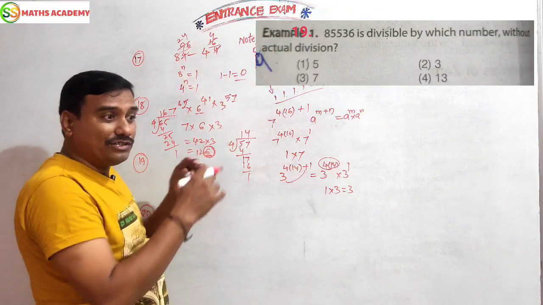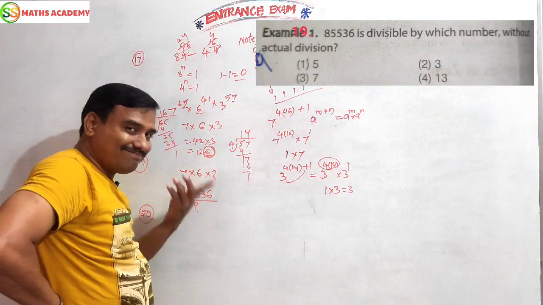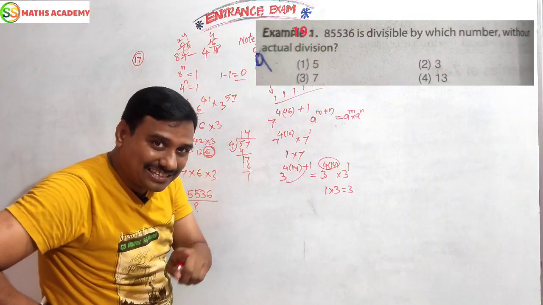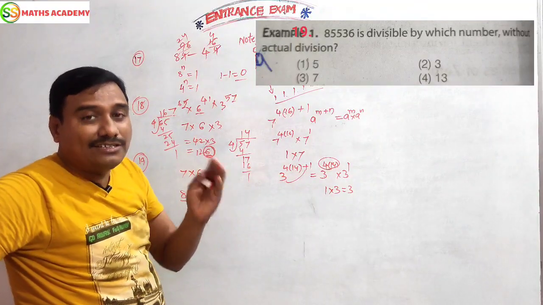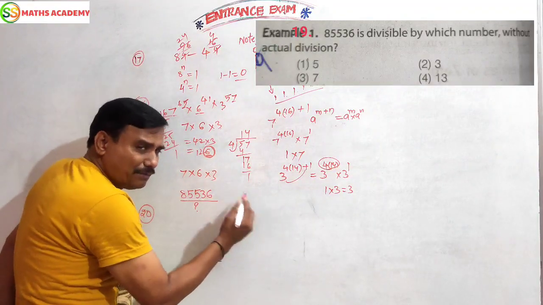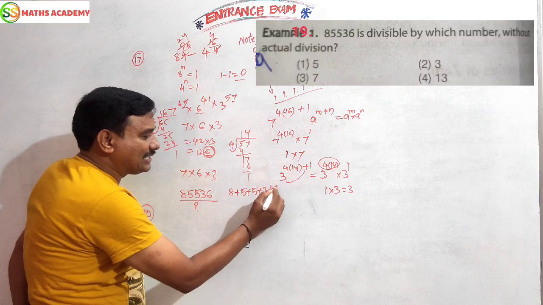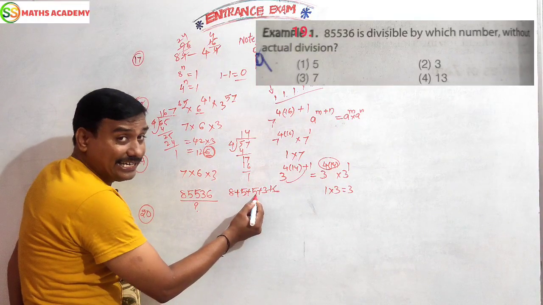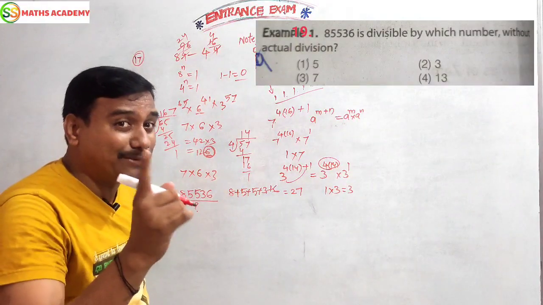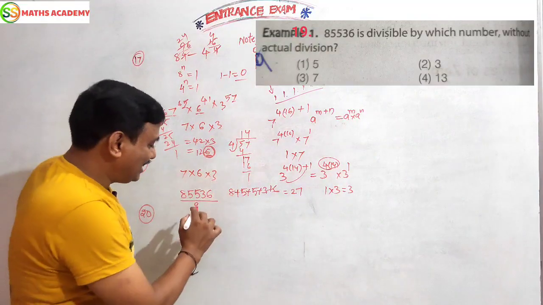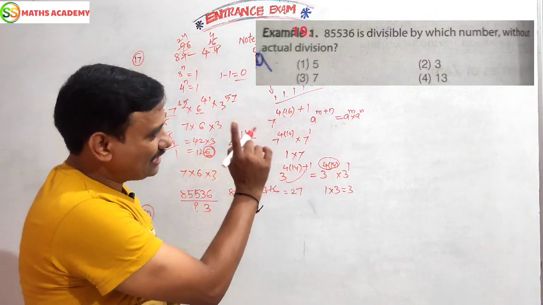First, simple. What are the options? You can go with the options. First option is 5. In the unit place, is there 0 or 5? Nothing. So 5 is not the answer. Not the option. Second one 3, third one 7, fourth one 13. Let us check. Sum of the digits. Simple. The technique is sum of the digits. 8 plus 5 plus 5 plus 3 plus 6. 13, 18, 21 plus 6. 27. 27 is a multiple of 3. So this total number is divisible by 3. Answer is second option. Okay.